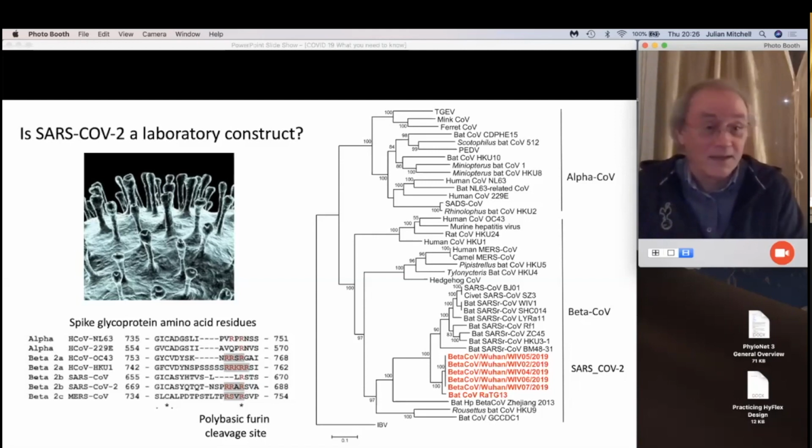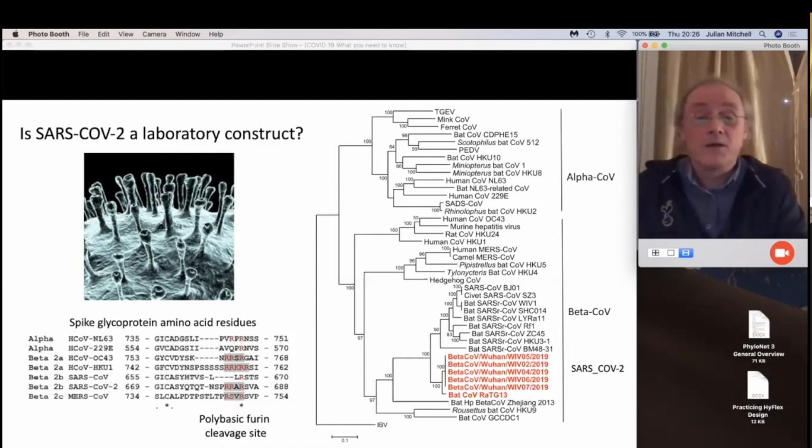So in actual fact, it doesn't really hold water that this was a novel construct. The other reason why people have argued that this SARS-CoV-2 is a laboratory construct is because of something called a polybasic furin cleavage site.